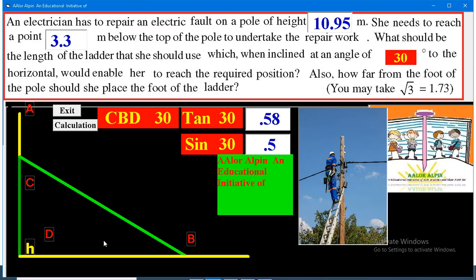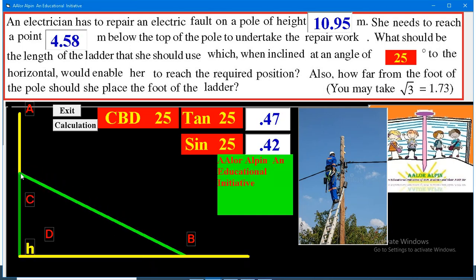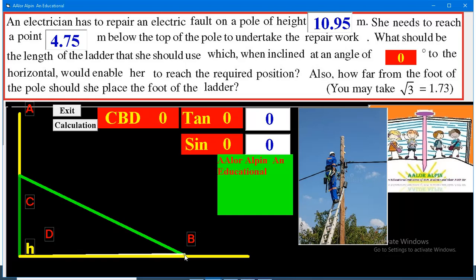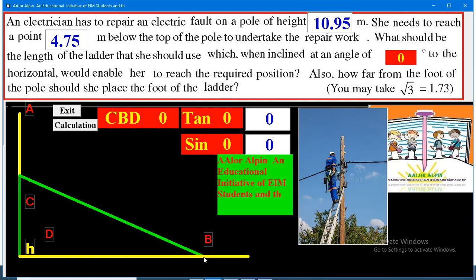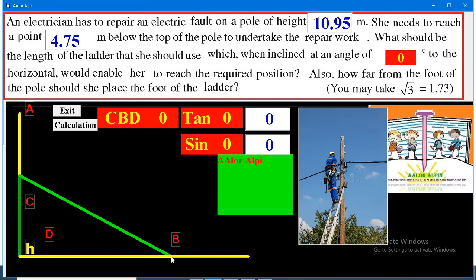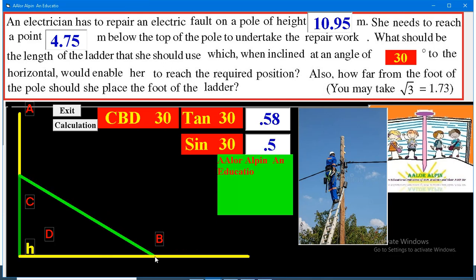Can you do the problem? Or shall I do one more practice? I can reduce it even further. Let us make it 4.75. Try it. And the angle is 30 degrees. See how much it comes. See if you can do this problem.